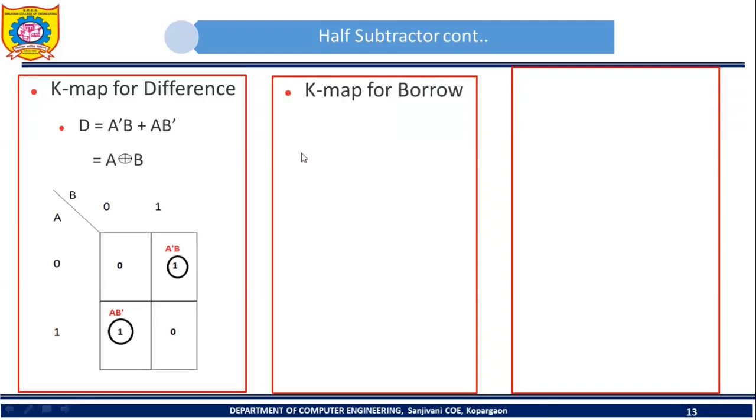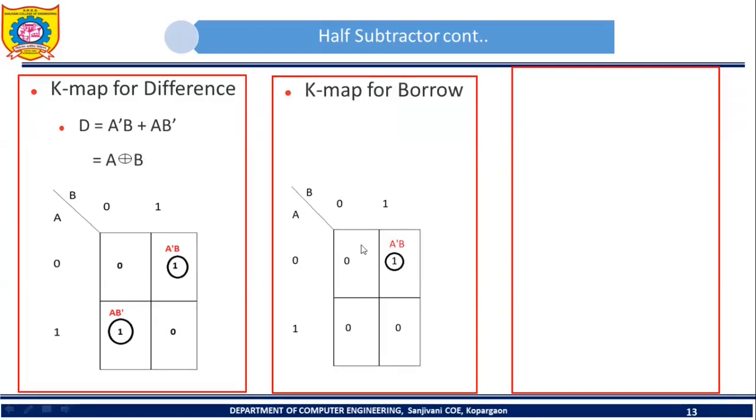Now let's see K-map for borrow. So K-map for borrow will be like this. In this K-map we will have only single 1. So make group of this one. After that, write down product term which is corresponding to this particular group. So for this group, what is value of A? A is 0, so that's why A prime. What is value of B? B is 1, so A prime B. Okay, so I can say that B out is equal to A prime B.